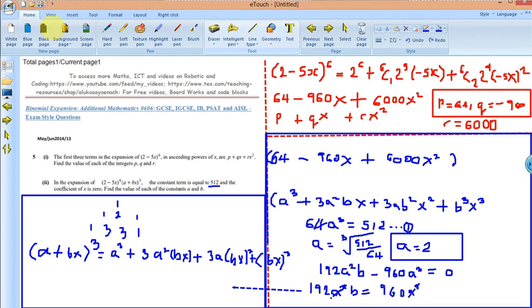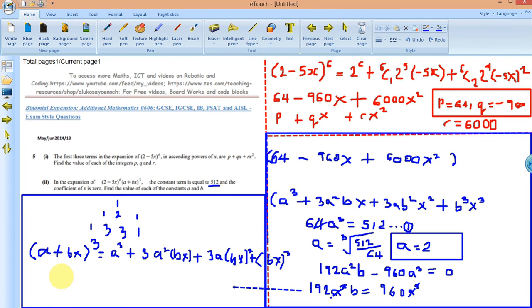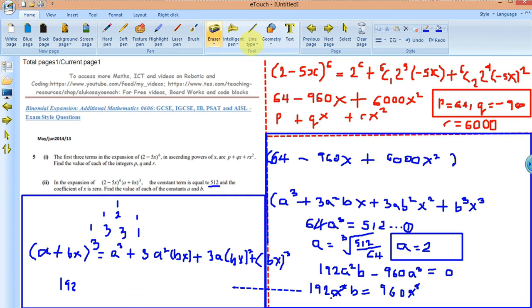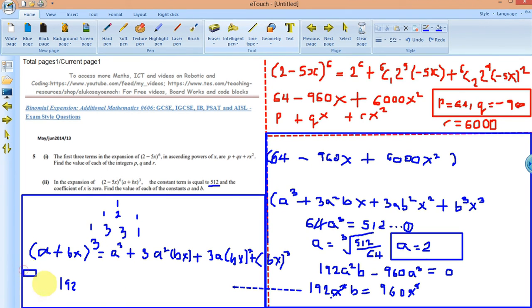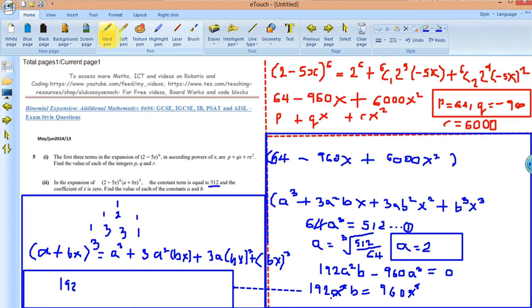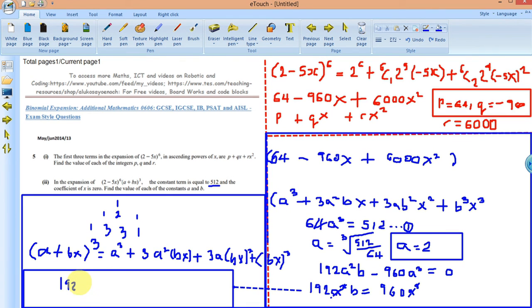So from here now I have 192b. In order to make this so that I don't mess up everything, let me put the last part in a rectangular box. So 192b equals 960. Now don't forget that this is a square, this is a cube, so this one cut here, this is a, so that is 960a. And what is the value of a?